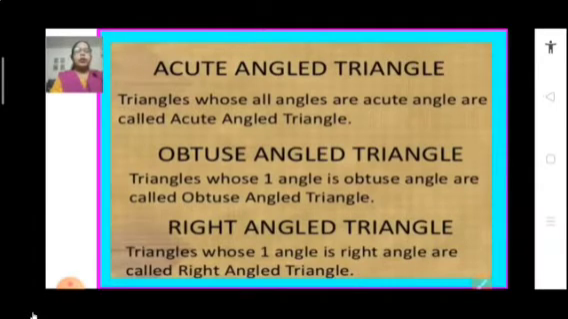Acute angle triangle. What is an acute angle triangle? A triangle all of whose angles are acute angles, that means less than 90 degrees, is called an acute angle triangle. And obtuse angle triangle, what is it? A triangle which has only one angle as the obtuse angle is an obtuse angle triangle. And right angle triangle, a triangle which has one angle as a right angle is a right angle triangle.